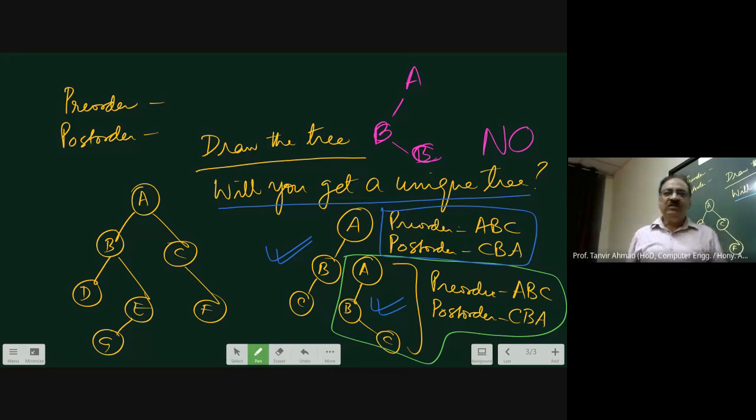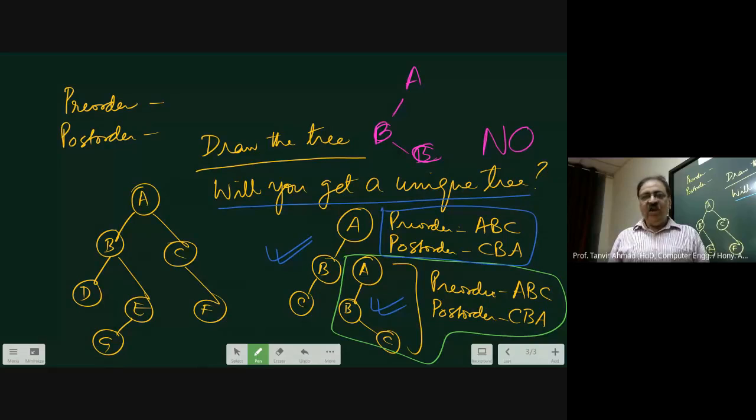Therefore, if you see from the left and the right, from pre-order and post-order, you will not know where is the root, which is the left of the root, which is the right of the root, because post-order and pre-order do not give you information about the left of that node or the right of that node. Correct? Now this is the concept.